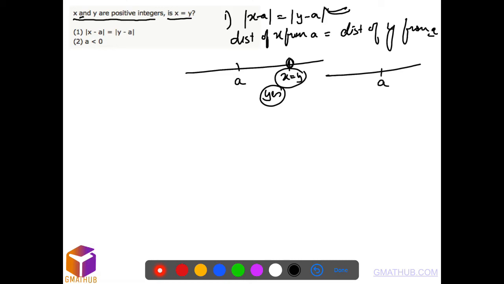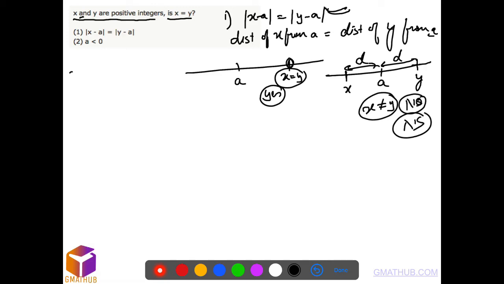And this is a, this is y, this is x. So let's say these distances are equal. Distance wise, both x and y are equally distant from a. But in this case, x is not equal to y. x and y can be on either sides of a. This would be no, so not sufficient. Second is negative. This alone is not sufficient, doesn't tell me anything about x or y.